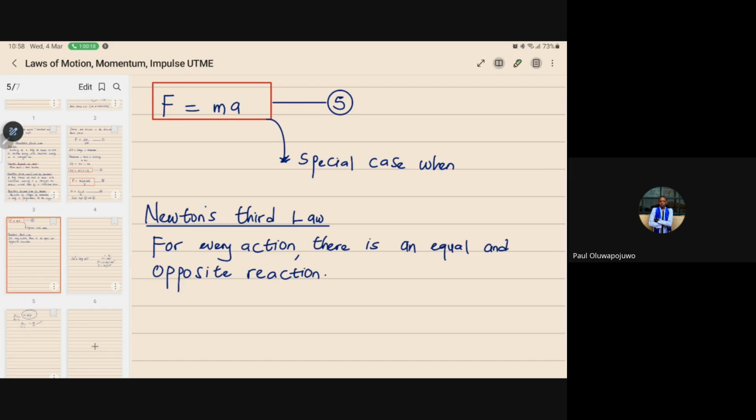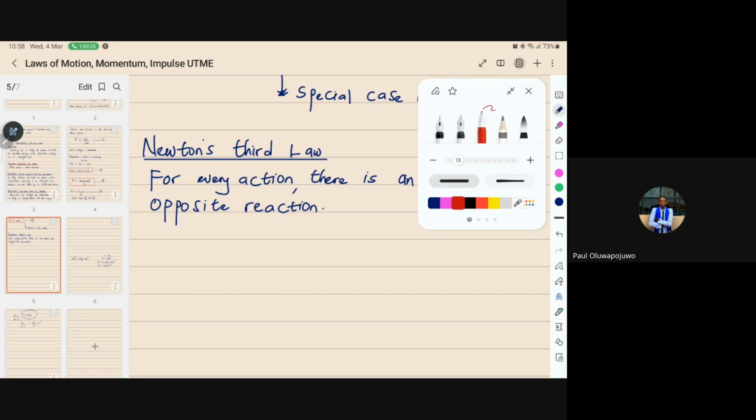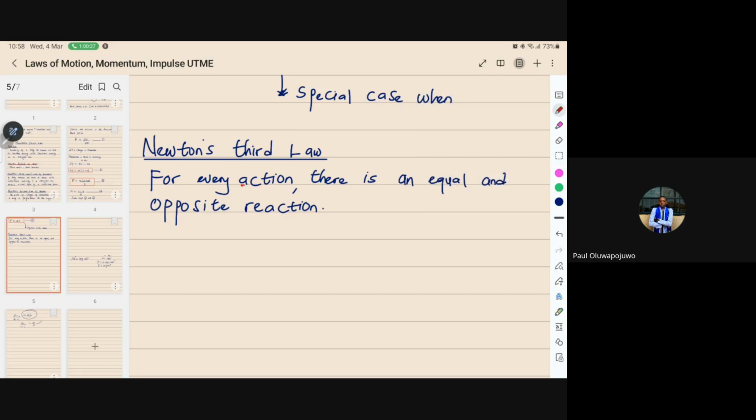So for every action, it acts on a body. This action is more like a force. The reaction is also a force. They act in different directions, but they have the same magnitude. So action and reaction are equal and opposite. Let me use examples. A key example is, like I said, when you hit your hand on the desk, the force you are applying on that desk is the action. The desk again gives its own force. That's the reaction.